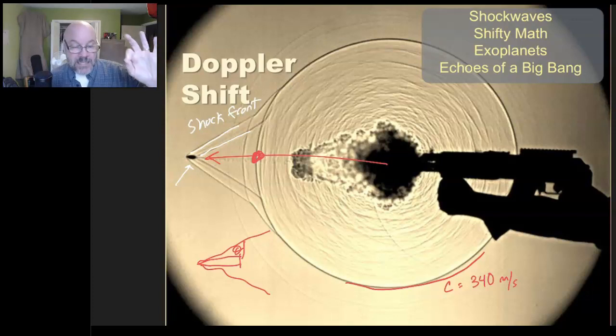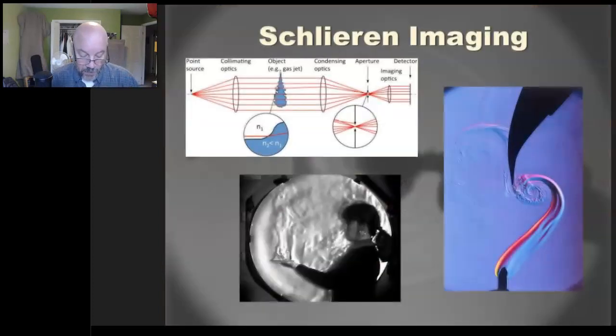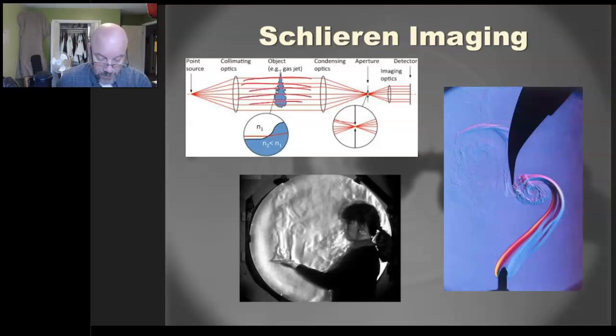Same thing with the bullet here. The angle of that shock front, which in three dimensions is actually a cone, you could tell the velocity of that bullet. All right, so let's talk about how you make a picture like this. This is an example of something called Schlieren photography, or Schlieren imaging. You have to use some special lighting and some lenses, and you want to have light that's set up to make parallel rays across here.